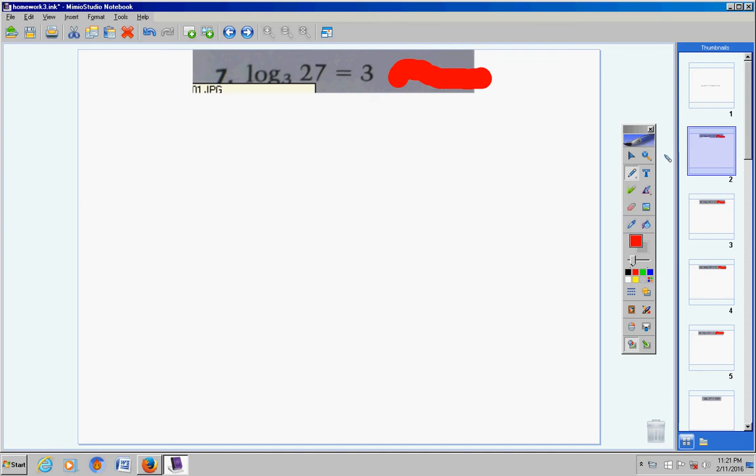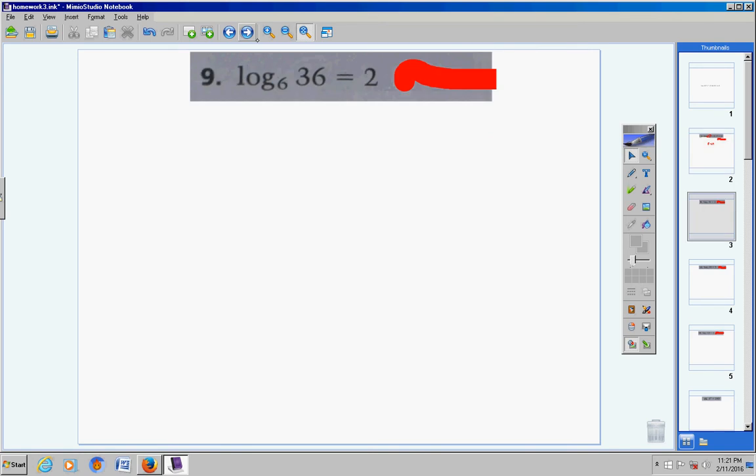So here we go. Here's number 7 right here. Log base 3 of 27 equals 3. Now, the base right here is a base. Whatever the logarithm equals, which is 3, becomes an exponent. And the argument, whatever you're taking the logarithm of, is all by itself. There it is, just like that.